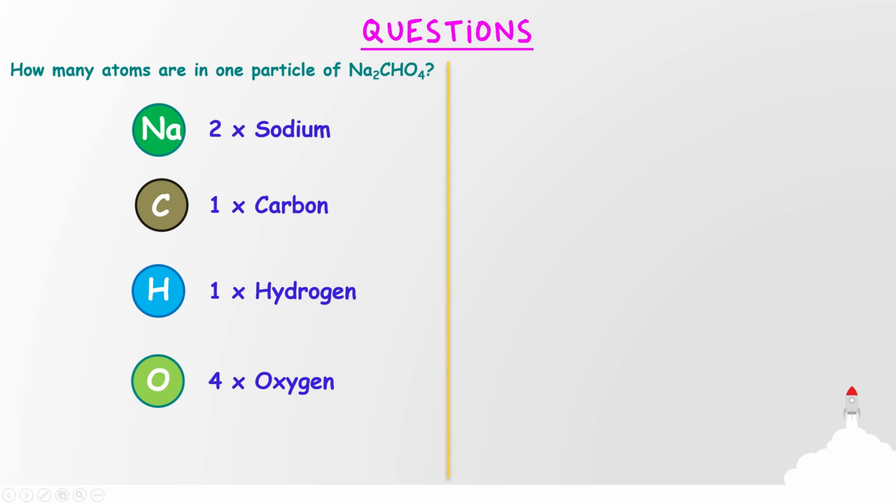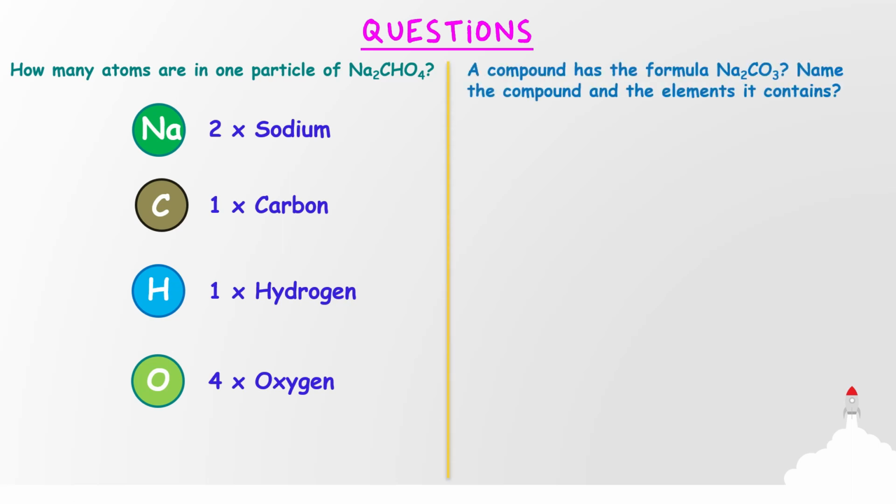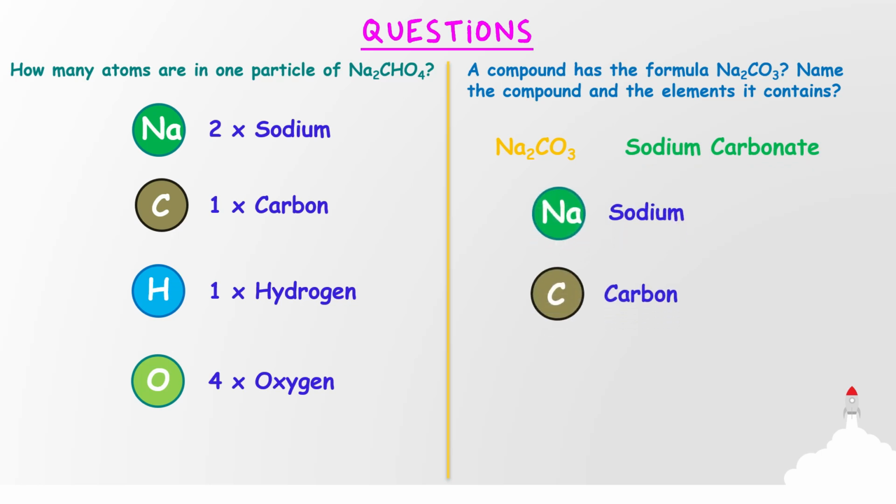Next question. A compound has the formula Na2CO3. Name the compound and the elements it contains. So the compound is Na2CO3, and this is called sodium carbonate, and it contains the elements of sodium, carbon and oxygen.